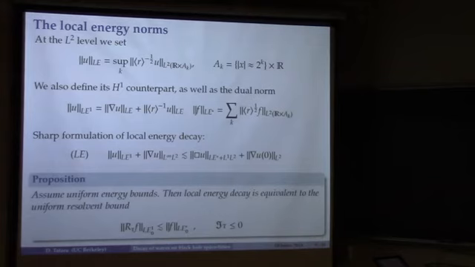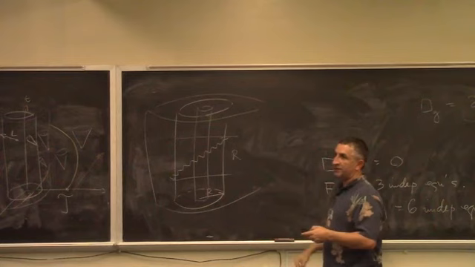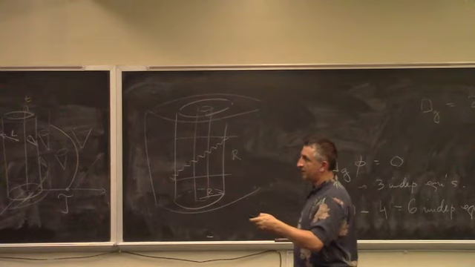And so what one can do is you can define what are called the local energy norms, which I want to apply to my spacetime, where instead of looking at a single cylinder, I take a family of cylinders, a dyadic family of cylinders, and I'm looking at local energy within each of the cylinders, and then I'm taking the supremum over the cylinders. That's all that this local energy norm does.